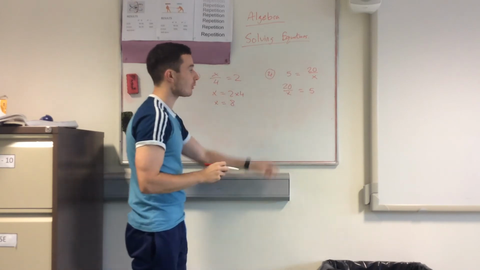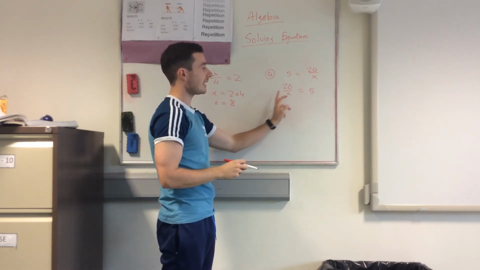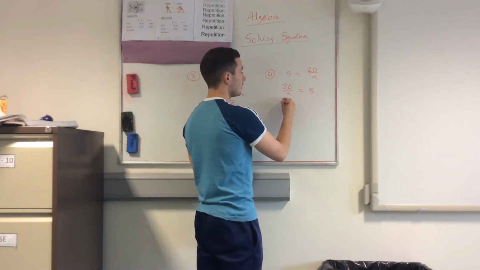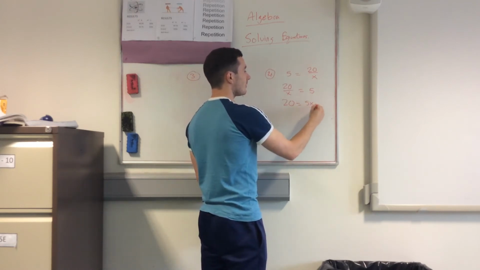I've already told you, you cannot work with your x on the bottom as a denominator. So 20 over x means 20 divided by x, so I have to bring my x across and multiply it. So 20 equals 5 multiplied by x, which is just 5x.